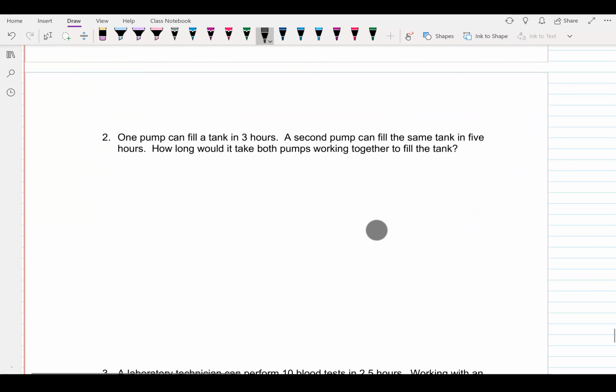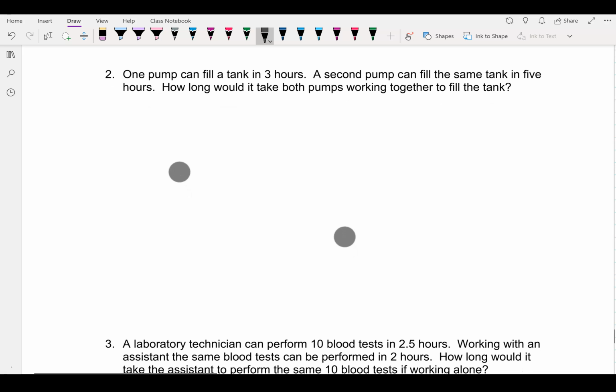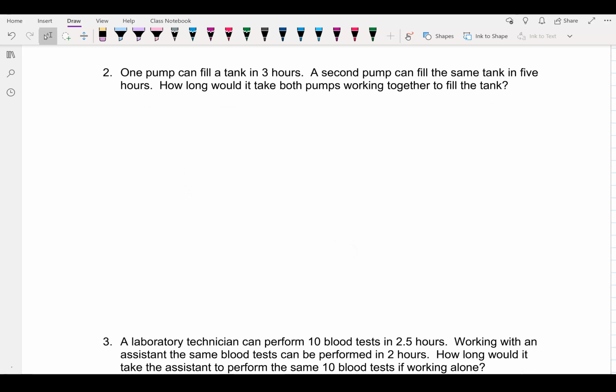Now, honestly, that is kind of all you need to do all these word problems. You really don't need many more examples than that. That's probably enough for you to get through this, but I'm going to go through them anyway, just so you get the practice, okay? So the next question, 1 pump can fill a tank in 3 hours.